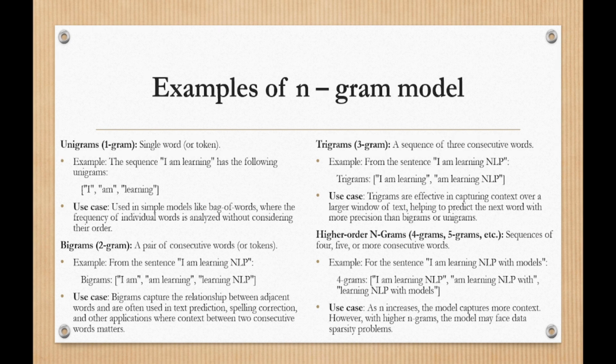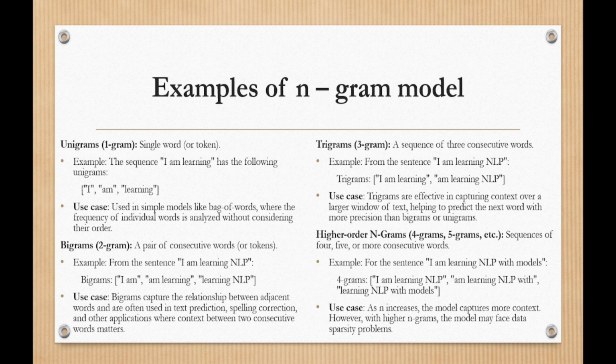Bigram or 2-gram. This is when we look at pairs of words next to each other. For example, in the sentence, I am learning NLP, the bigrams are: I am, am learning, learning NLP. Bigrams are good when we want to understand how two words work together. For example, they help us to guess the next word or fix spelling mistakes by knowing what words usually go together.